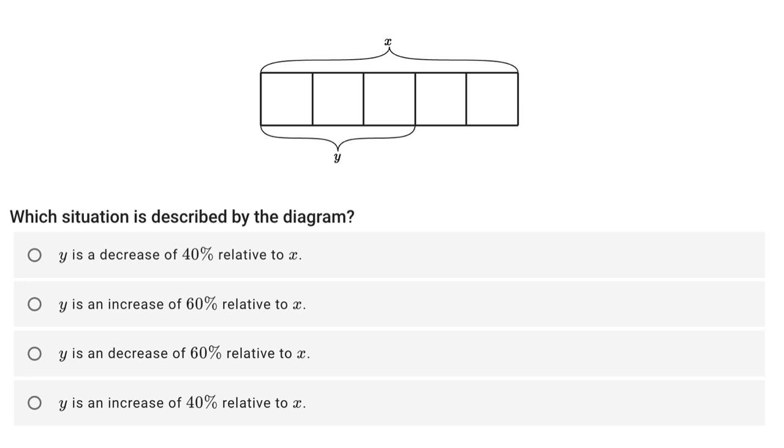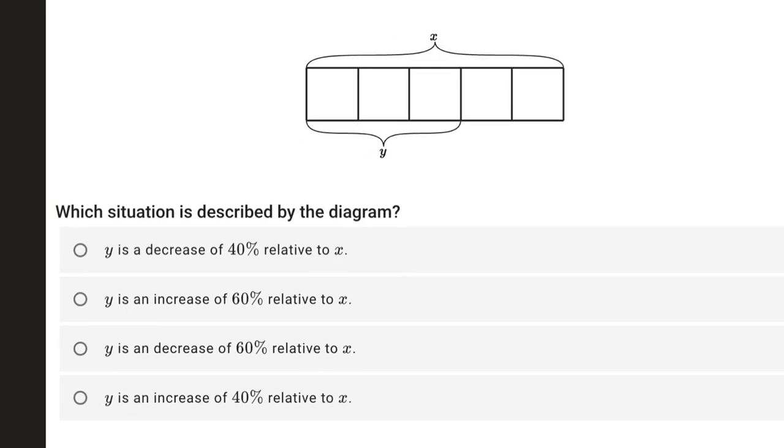All right, this situation is taking a look at a diagram and deciding if we are increasing or decreasing by a percentage. So x is going to be our representation of 100%. My x is broken into 5 equal pieces. So that means 100% divided by 5 is 20. Each piece of my diagram represents 20%.